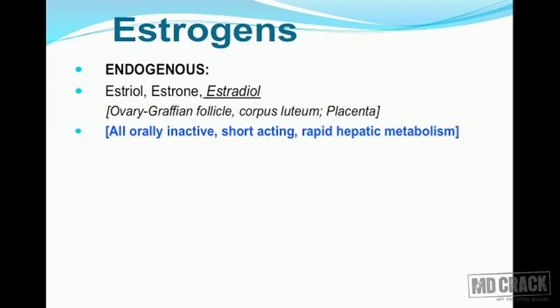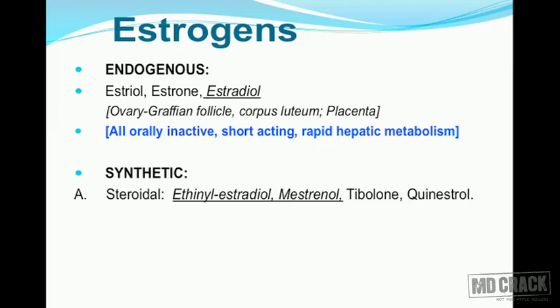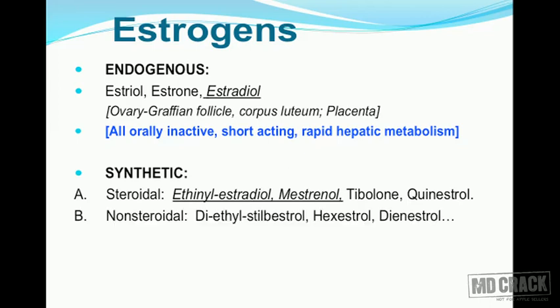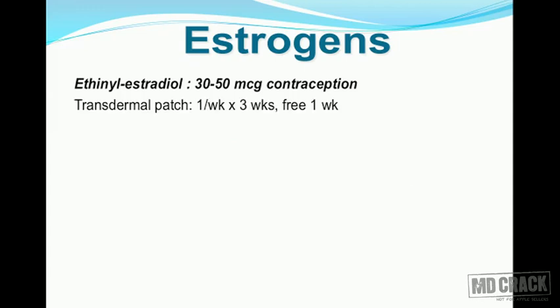All of them, the endogenous ones, are orally inactive, they are short acting, and there's rapid hepatic metabolism. So no question of the endogenous estrogen to be used exogenously by oral route of administration. Synthetic estrogens, steroidal, examples are ethinyl estradiol, mestanol, tibolone and quinestrol. And non-steroidal: diethylstilbestrol, hexestrol and dienestrol. Ethinyl estradiol, 30 to 50 micrograms is the dose for contraception.